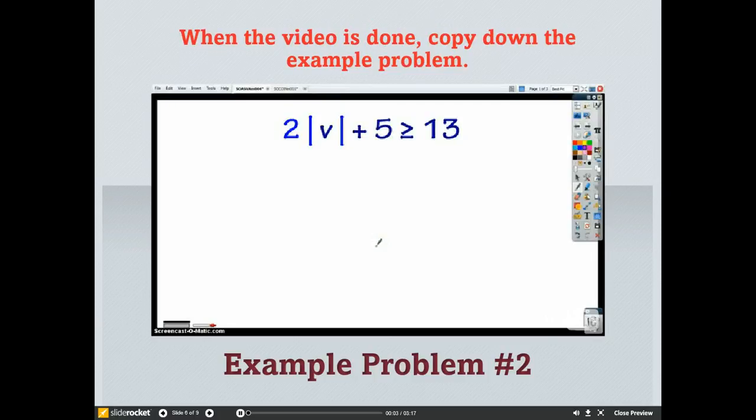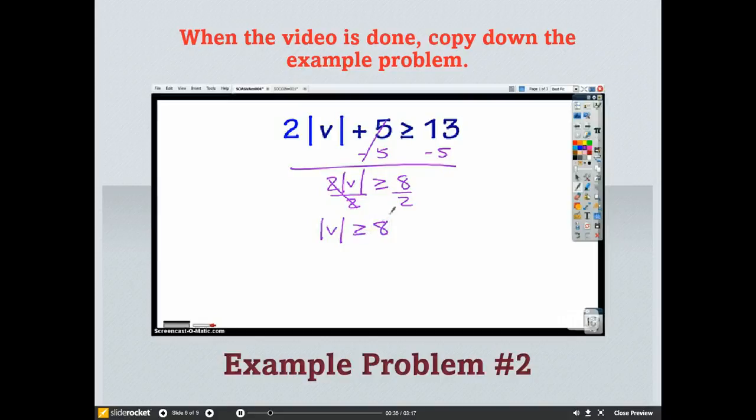Here we've got 2 times the absolute value of v plus 5 is greater than or equal to 13. Now first, just like with equations with absolute value, we want to clear away and get the absolute value part of the problem isolated. So we want to clear away all this other stuff, the 2 and the plus 5. So I'm going to subtract 5 from both sides to get rid of this. I get 2 times the absolute value of v is greater than or equal to 8. Get rid of the times 2 by dividing, and I get the absolute value of v is greater than or equal to 4.